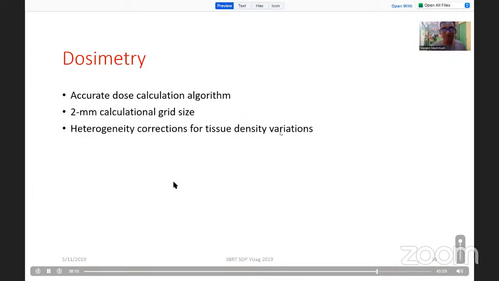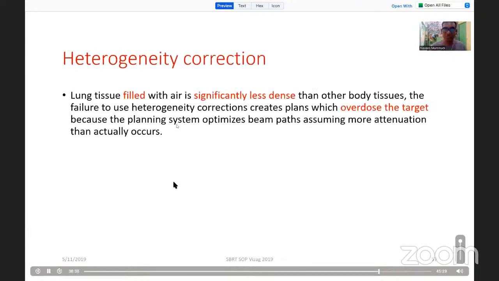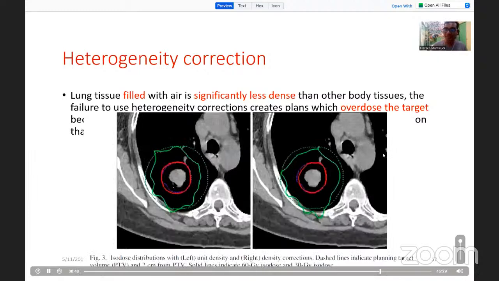The other part of radiotherapy planning is to ensure that proper dosimetry is being done, making sure that we're using the appropriate dose calculation algorithm and calculation grid size. I mentioned briefly the heterogeneity earlier. As you know, the lung is filled with air, which is significantly less dense than the other parts of the body. So if you don't use a heterogeneity correction, you might think that you are delivering a high dose, but you're actually underdosing the target.